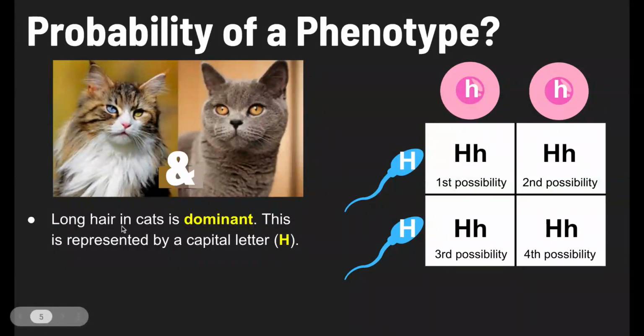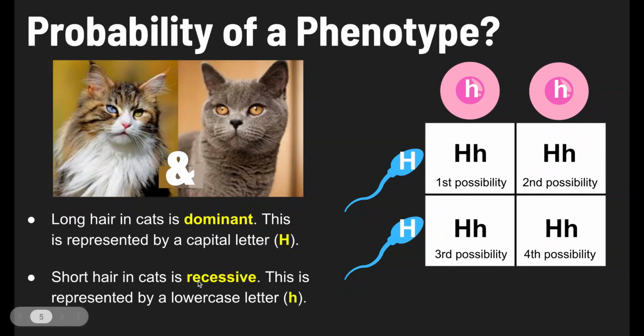Some cats have long hair. Some cats have short hair. Long hair in cats is dominant, and this is represented by a capital letter H. And short hair in cats is recessive, and this is represented by a lowercase letter h.